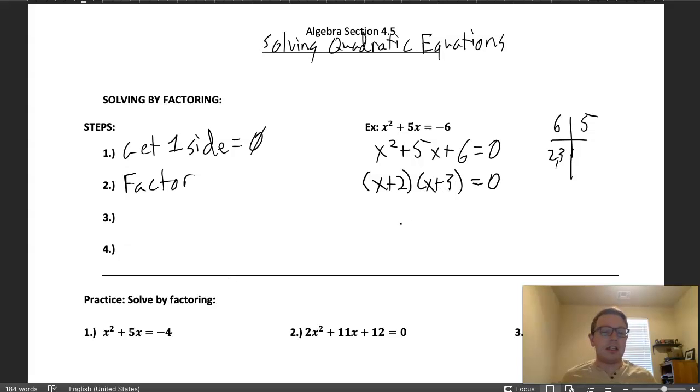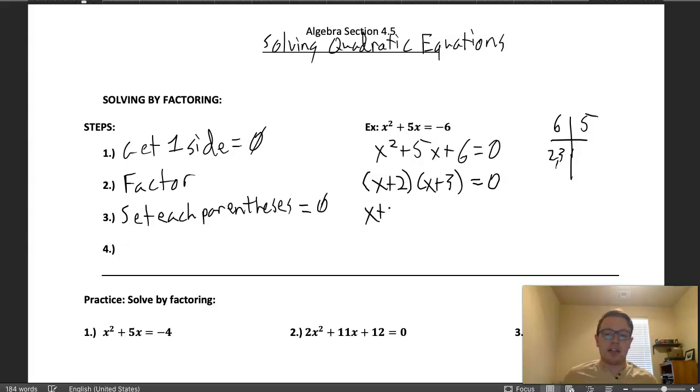Next, we know that if two things are multiplied together to equal 0, one or the other must equal 0. So we're going to set each parentheses equal to 0. So we're going to get that x plus 2 equals 0 and x plus 3 equals 0. And our final step is just going to be to solve each of these. So we find that x will be equal to minus 2 and x will be equal to minus 3.